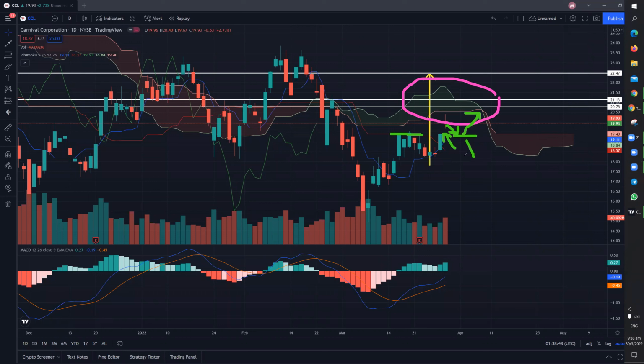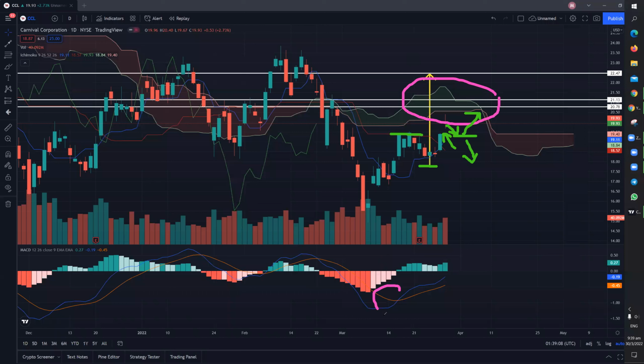In the event that we break down, then we may potentially test back these support levels at around 1780, just below the $18 psychological support. But in the event that we do fall to those levels, that would not really be a good sign.